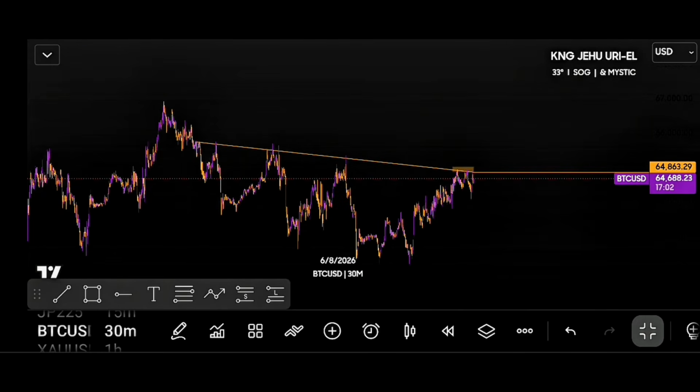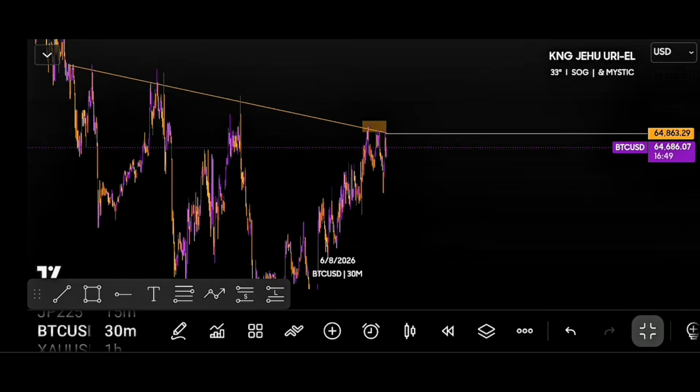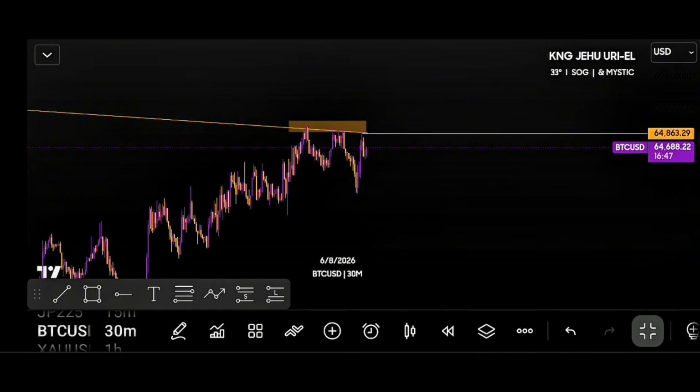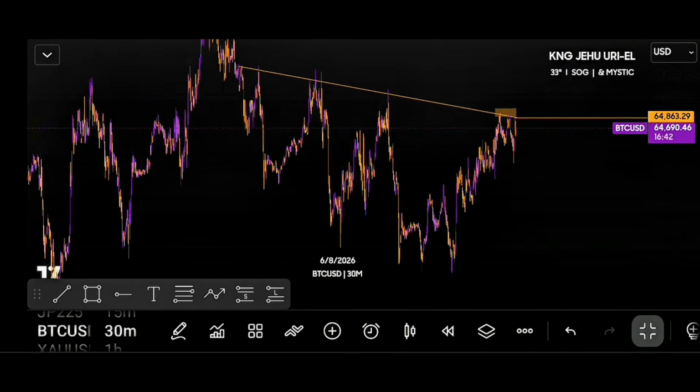So today we're going to be talking about how I structure my risk on every single trade. Now this is BTC USD and I zoomed it out on 30-minute time frame. You can see that we have this trend line here that price has always been rejecting from, and now price has rejected on this trend line 3 times, right? And I want to take a sell.